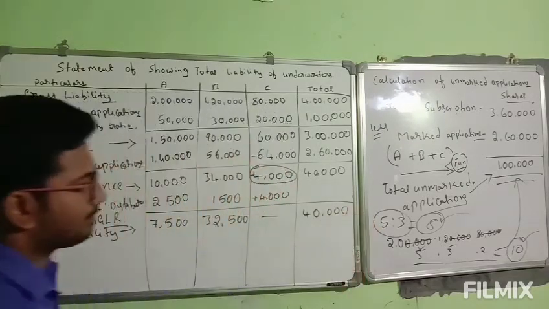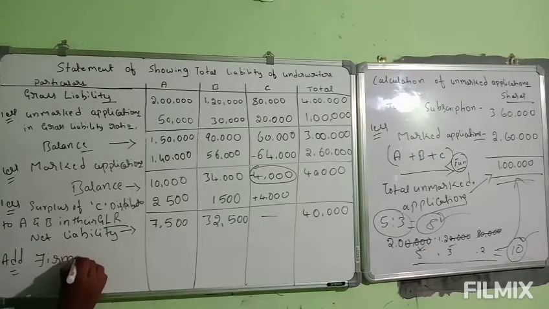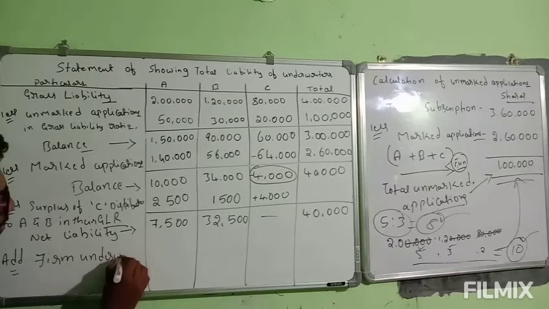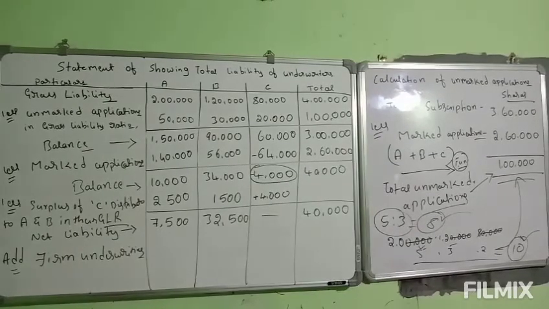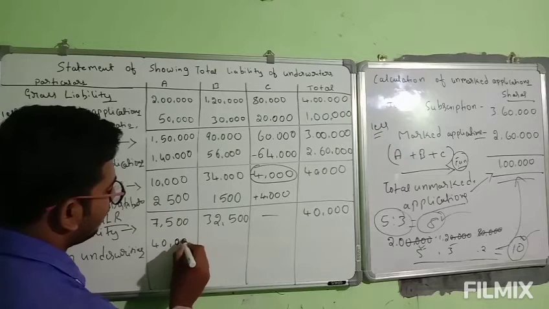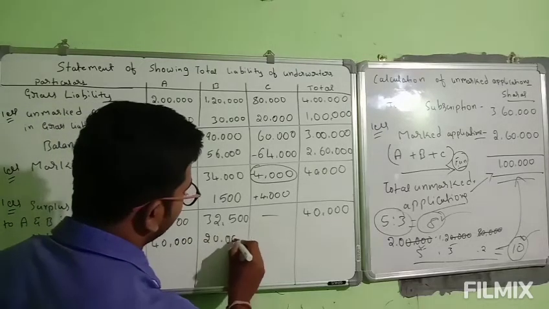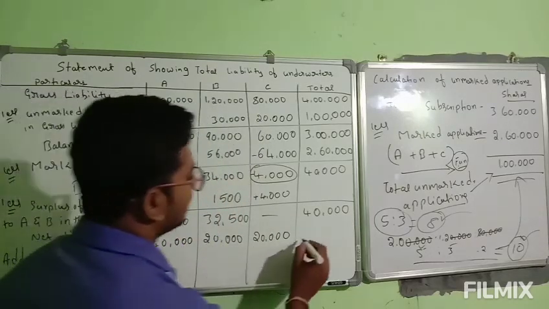So no matter, new firm underwriting, you can treat it as on par with unmarked applications or on par with marked applications. After finding the net liability, you should again add firm underwriting. So add firm underwriting. So look at the question. The firm underwriting they have clearly given: A 40,000, B 20,000, and C again 20,000. So total it will be 40 plus 20 plus 20, 80,000.